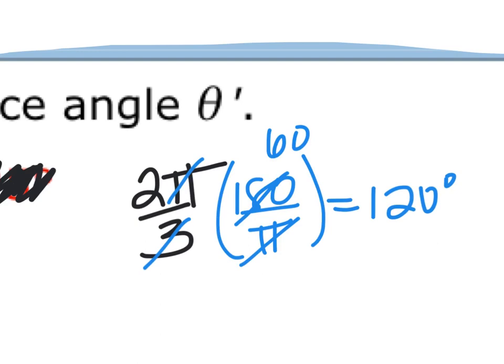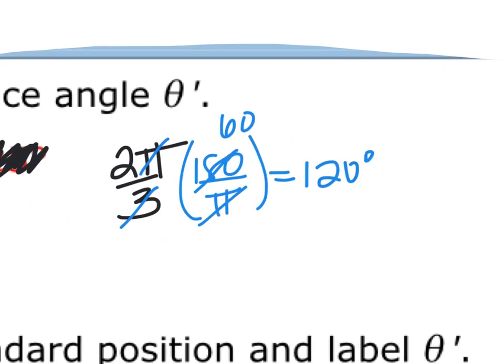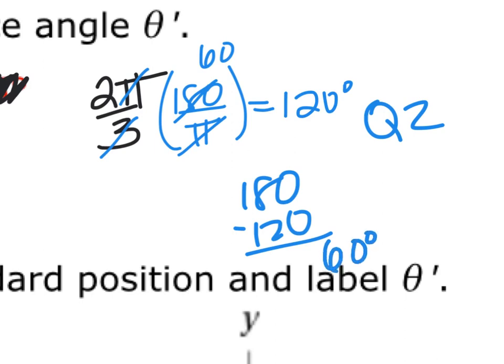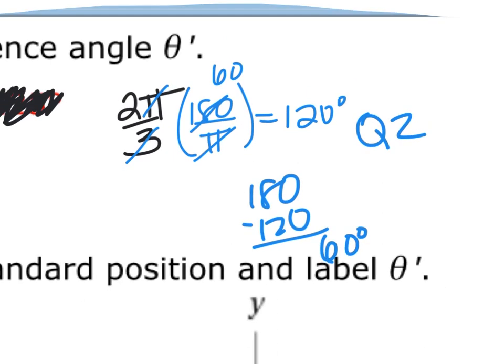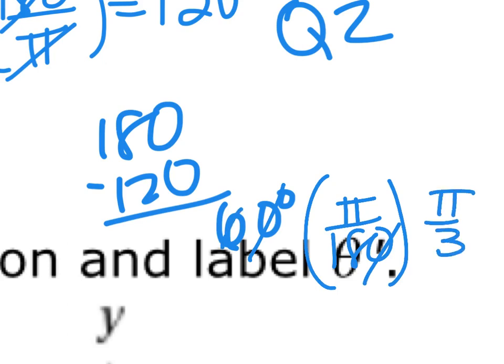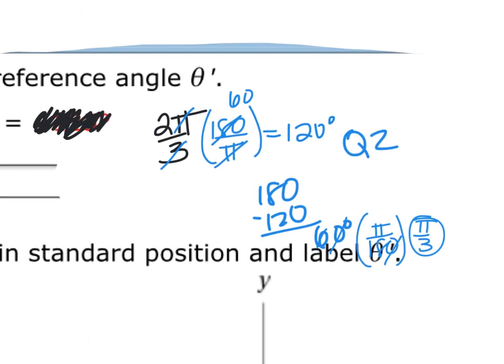What quadrant is that? That's quadrant 2. What's the rule for quadrant 2? 180 minus 120 is how much? 60 degrees. What did I start off with? Radians. So what do I need to end up in? That means I convert back. So 6 goes into 180. How many times? So it's pi over 3. If you start off in radians, guys, go back to radians.